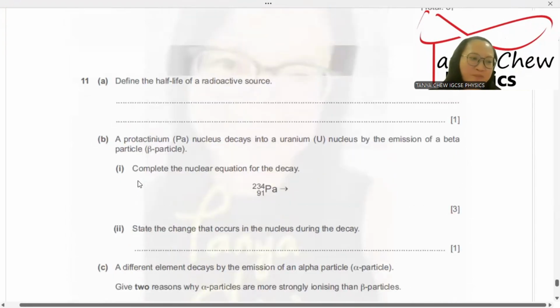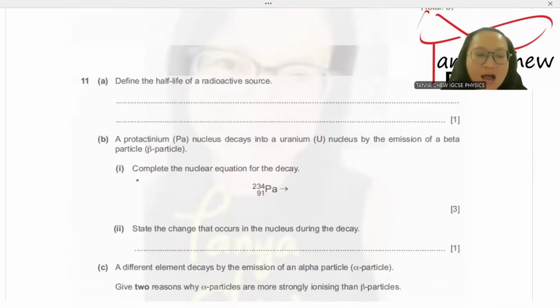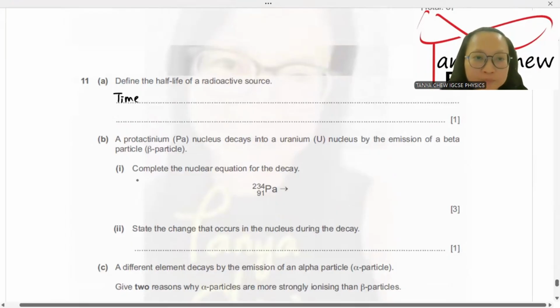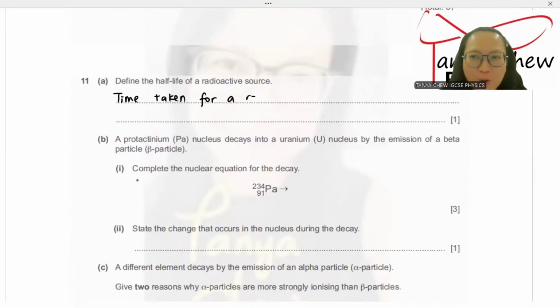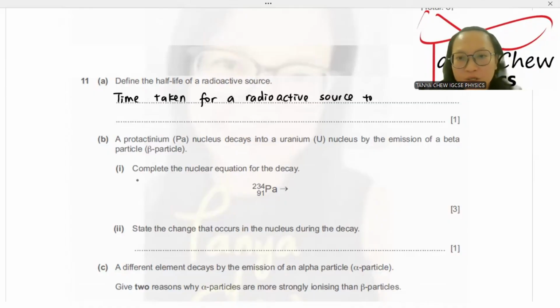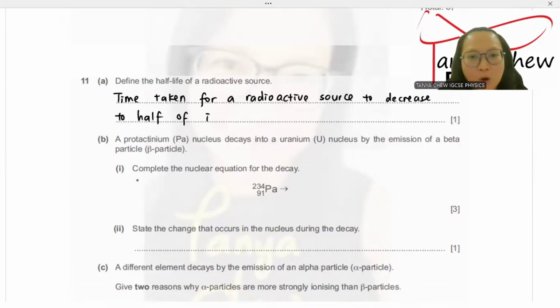Now, question number 11. Define the half-life of a radioactive source. Half-life is the time taken for a radioactive source to decrease to half of its original value or original activity or original count rate.